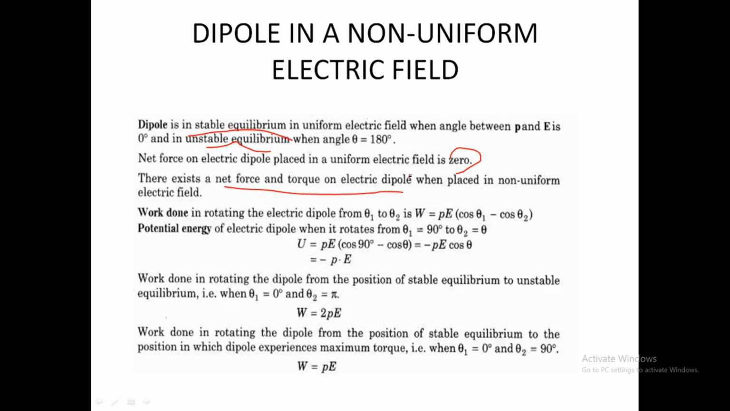Next is work done. The work done in rotating the electric dipole is given by P E times cos theta 1 minus cos theta 2. Theta 1 is the initial position. Here this is the electric field direction, this is the dipole, and it is at angle theta 1. Then it is moved to angle theta 2.